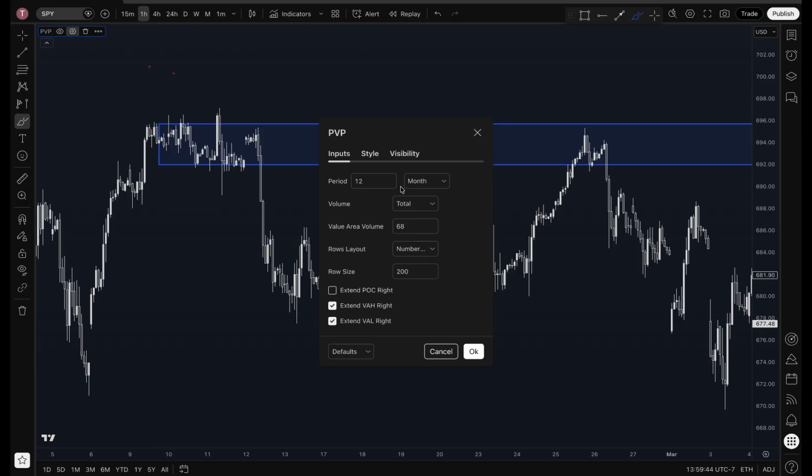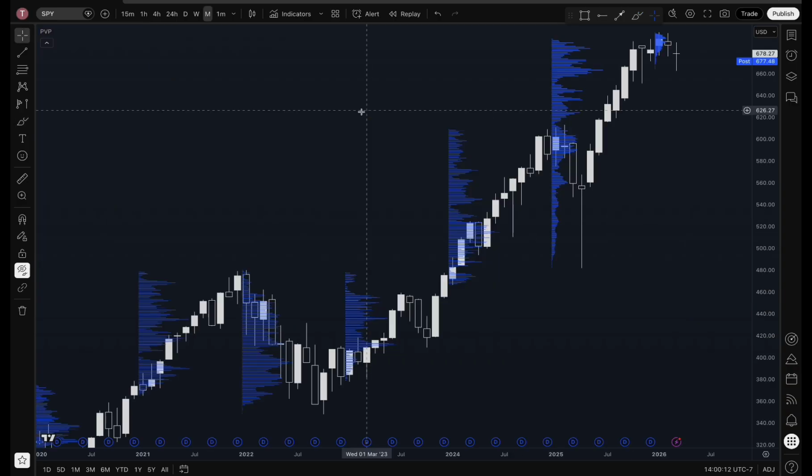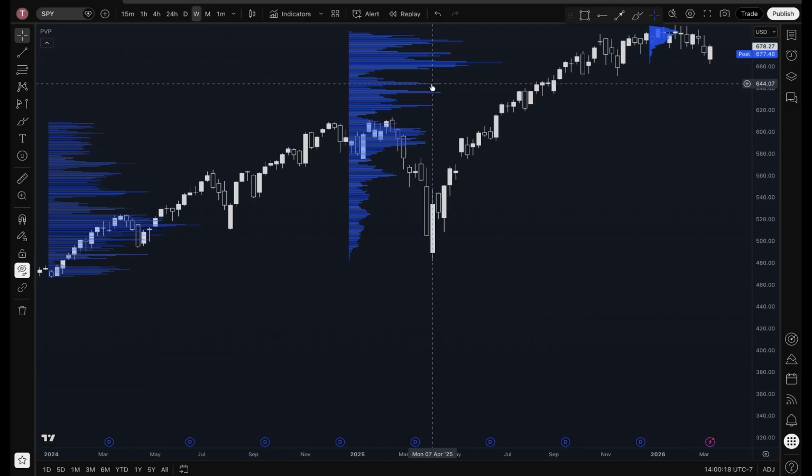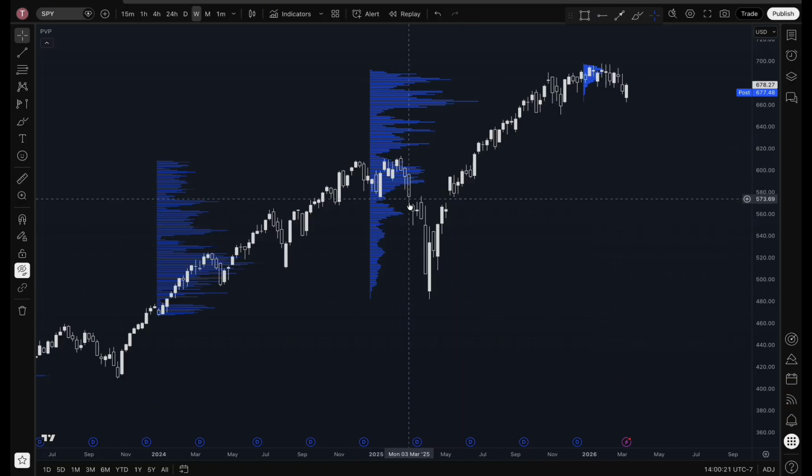And then for those higher time frame trades, if you were a position trader, if you're a long-term swing trader, then I would be using either monthly candles, or maybe instead, for the annual volume profile, I would be using weekly candles.